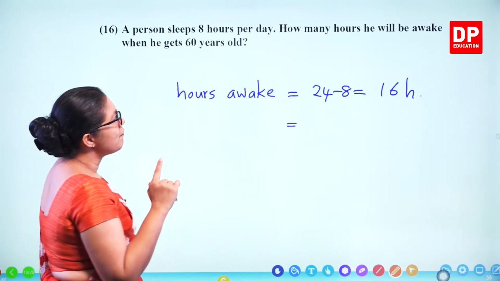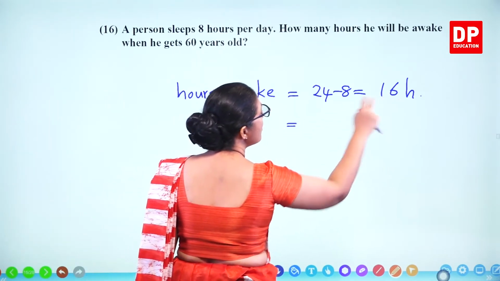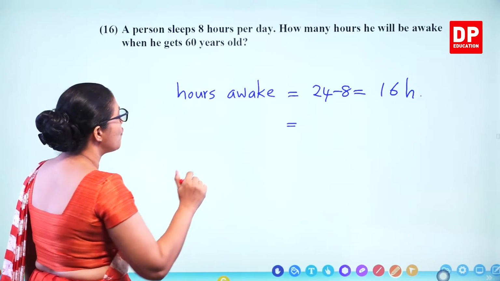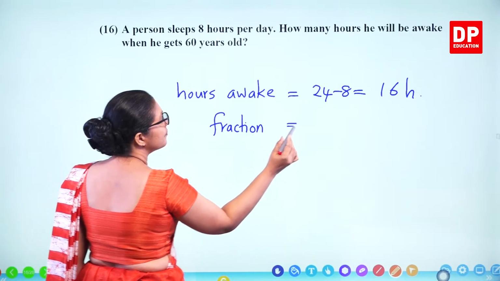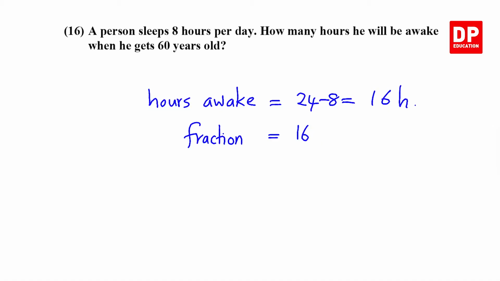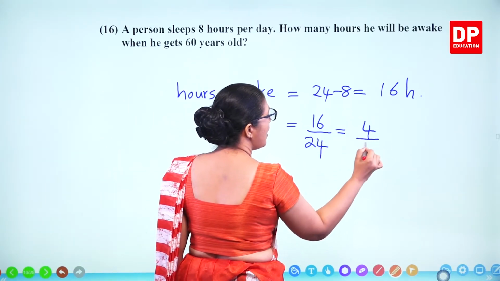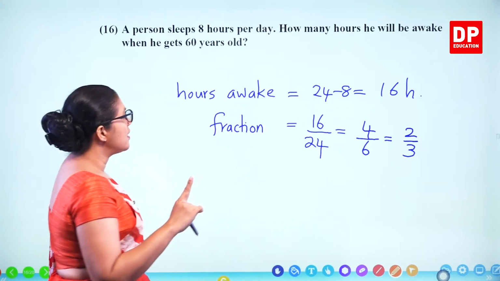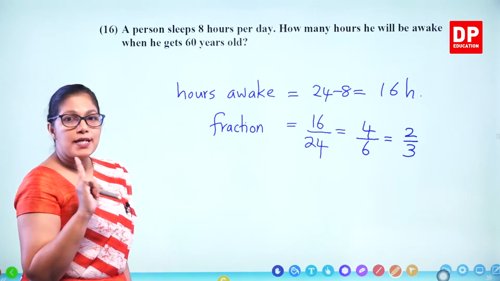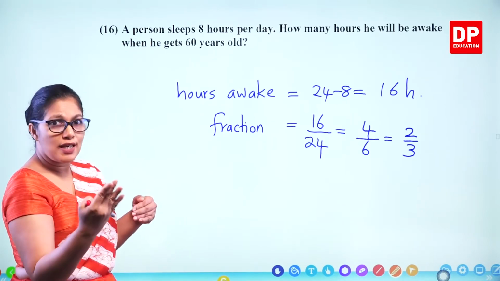And we can find out the fraction. Fractional part for a day is 16 hours awake for 24 hours. Divide by 4, you get 4 and 6. Divide by 2 again, 2/3. 2/3 per day awake. So, what about when it comes to years also?